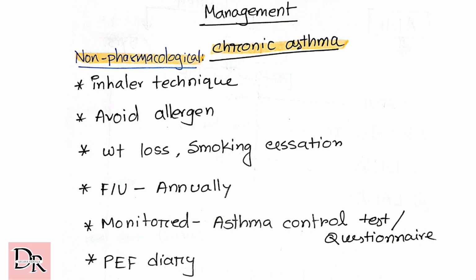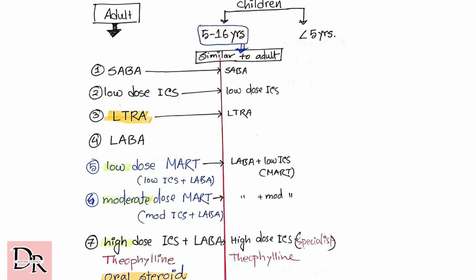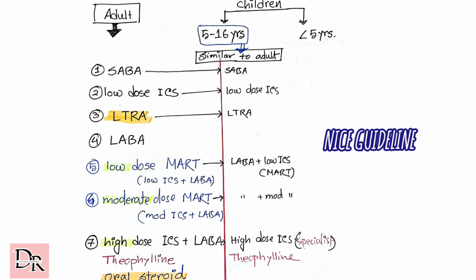Okay, so we'll talk about the management of asthma. First of all, adults and children. In children 5 to 16 years, it is more or less similar to asthma management in adults. But if a patient is less than 5 years, there may be slight differences. There may be slight differences in managing children less than 5 years. So first of all, we'll talk about adults.